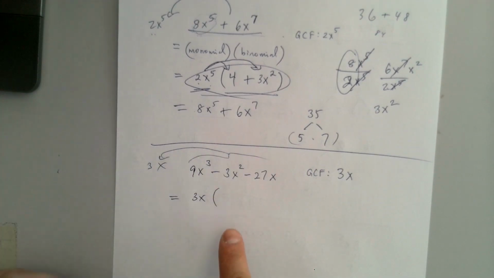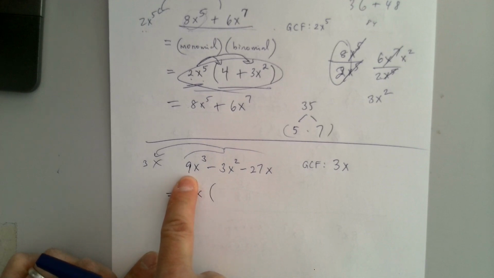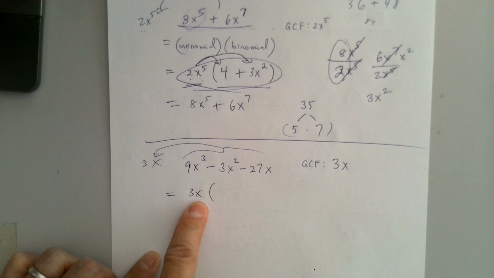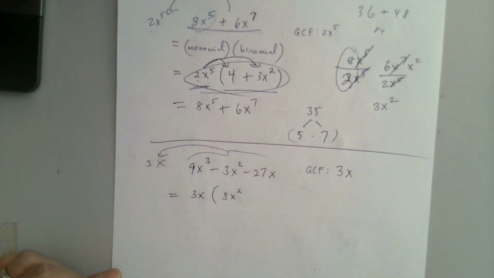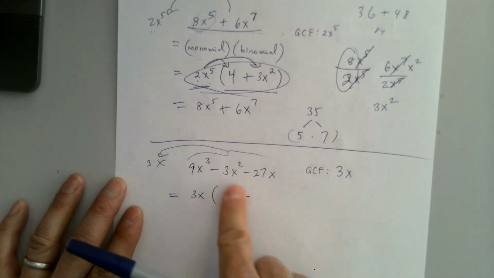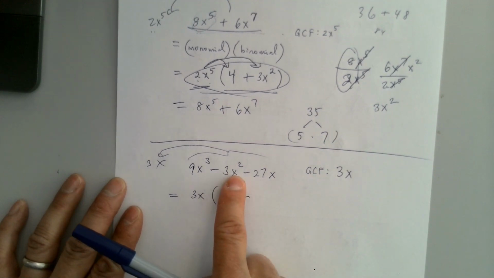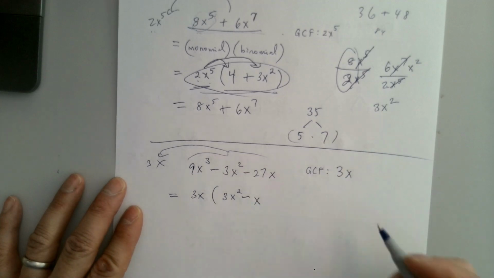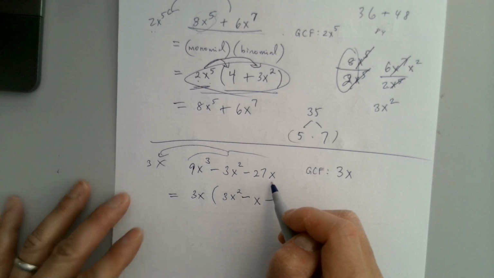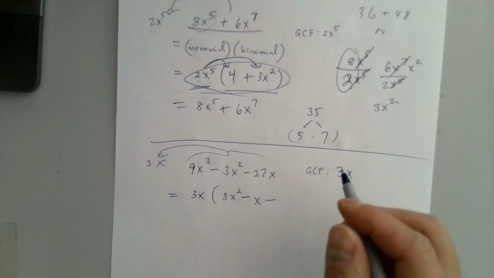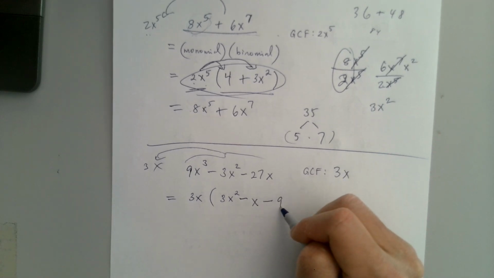Now, what remains? So I take 9x cubed, the first term, divided by 3x. What remains? 3x squared. I keep the sign. Next term, 3x squared divided by 3x, x. Next term, 27x divided by 3x, 9.